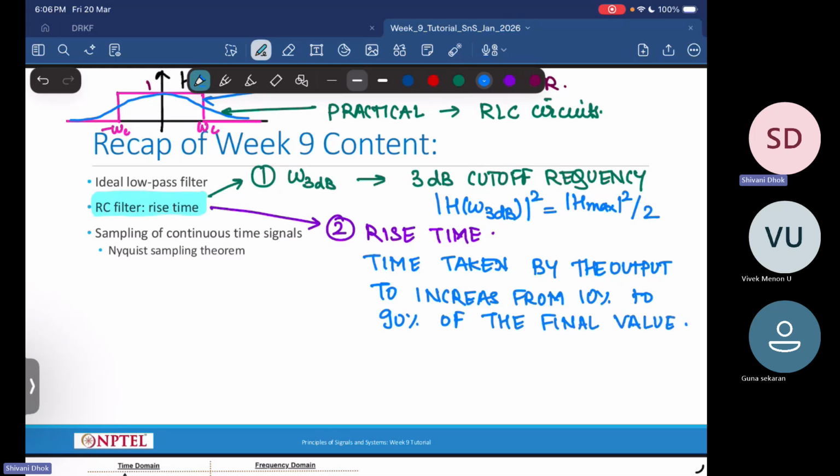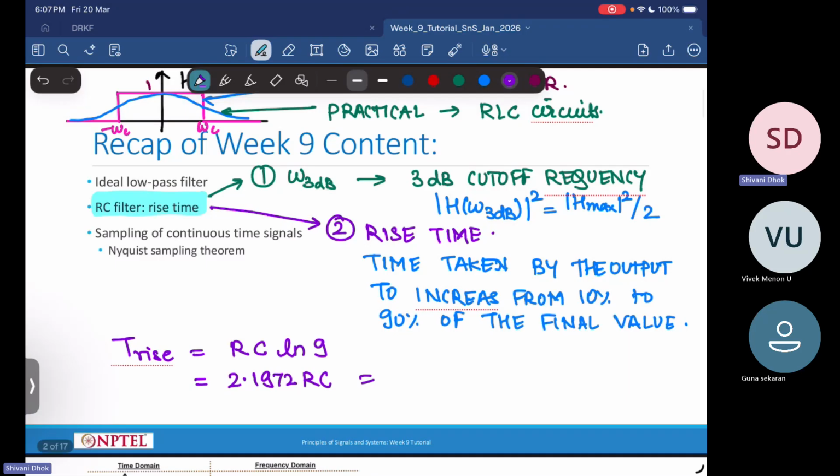And we saw that for this particular RC circuit, when you give a unit step function as your input, this rise time is very specific for a particular setup. This is not a generic formula. It is RC into natural log of 9, which is almost equal to 2.1972 RC. And we also saw its relation with respect to your cutoff frequency, and we saw that the 3 dB frequency was essentially 1 by RC.